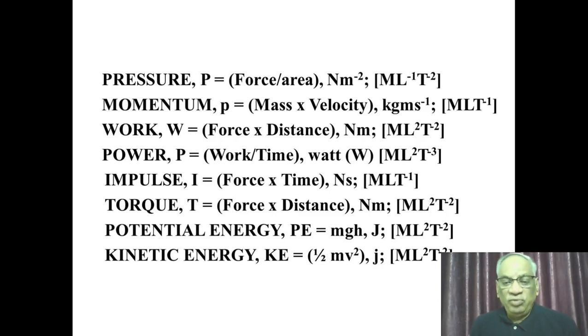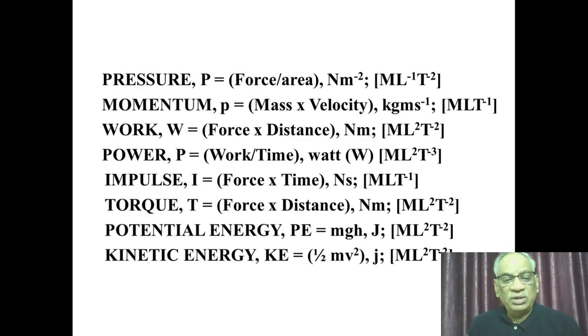Work. When force is acting on a body, if it causes displacement in the body, then we say work is done. So work is given by force into distance, that is Newton meter. Force is in newtons, distance is in meters. So the dimensions are M, L square, T minus 2. Power is the rate of doing work, the ability to do work. That is given by work by time. Its unit is watts. So dimensions are M, L square, T minus 3.